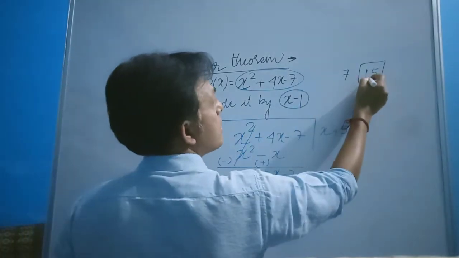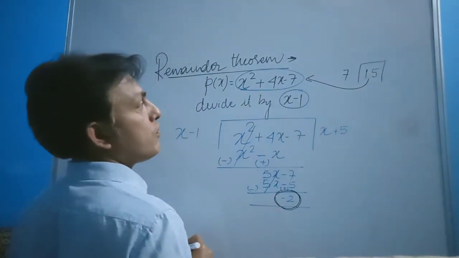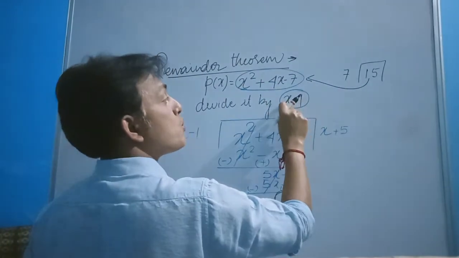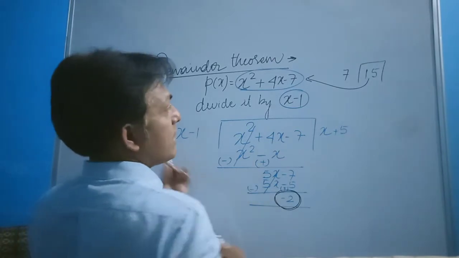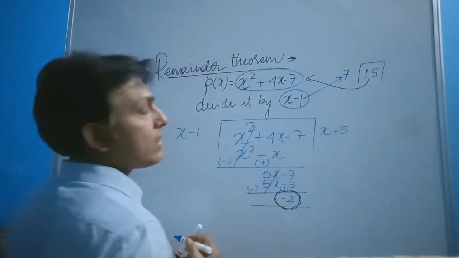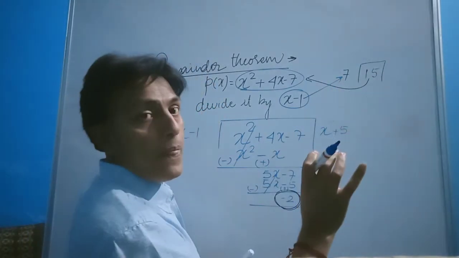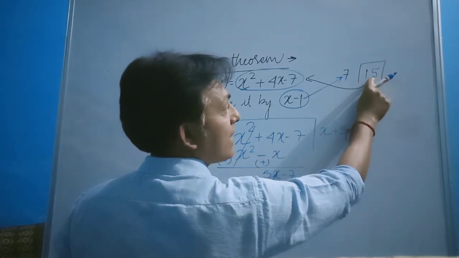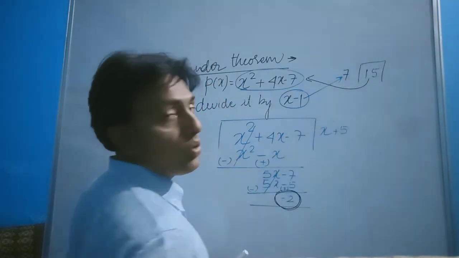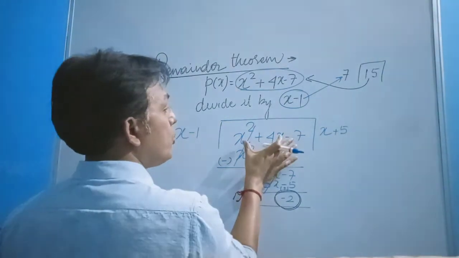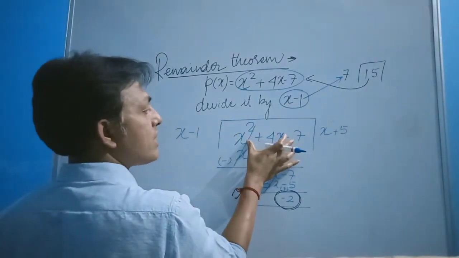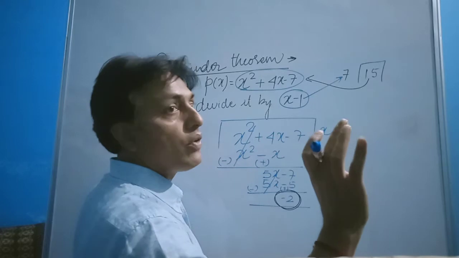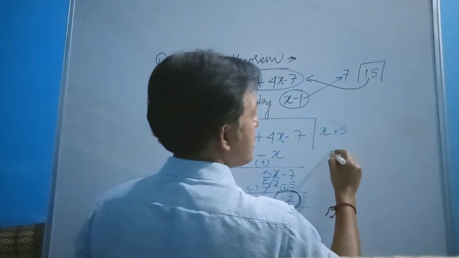See, this is like x square plus 4. Here this is the dividend. Here this x minus 1 is the divisor and here 7 is the divisor. Here the condition for the division was that the value of the dividend should be greater than or equal to the divisor. But here we don't have the values. Dividend is here, divisor is here.